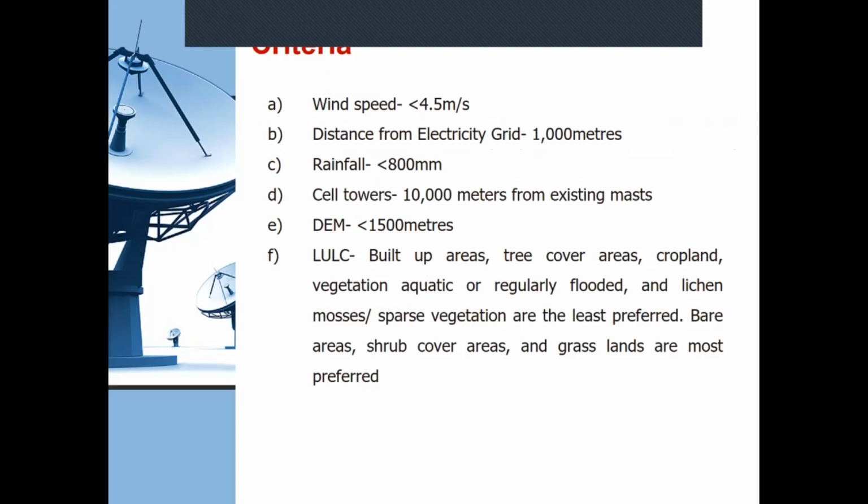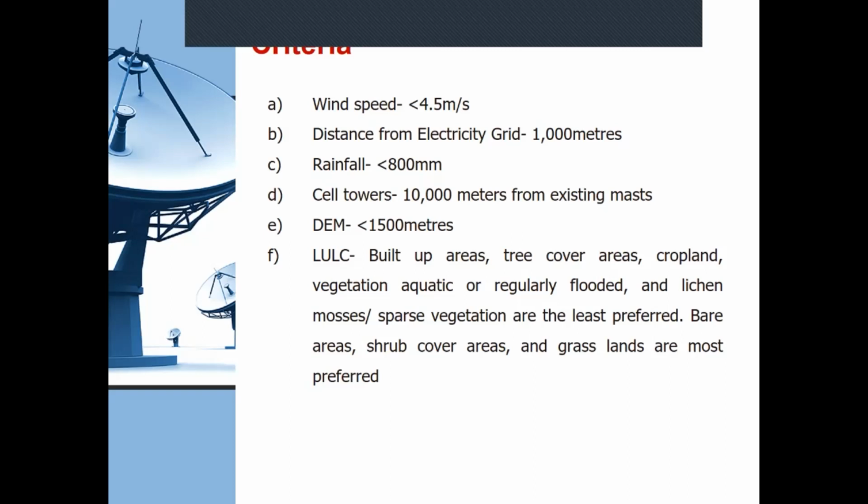So I used 6 data sets, which I classified into anthropogenic and geographic. For my geographic data sets, I used wind speed, where the criteria was that areas that experience lower wind speeds of less than 4.5 meters per second are going to be suitable. Wind speed, we understand, affects the pointing stability of a radio telescope.